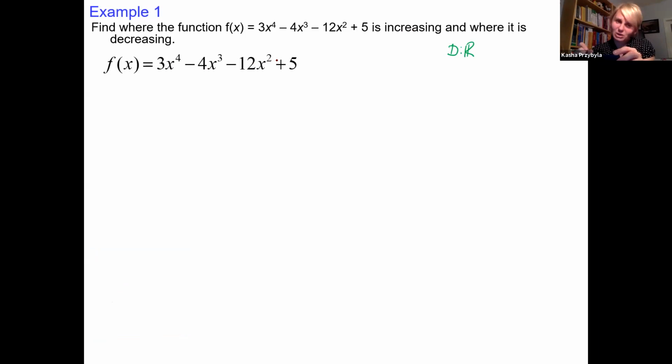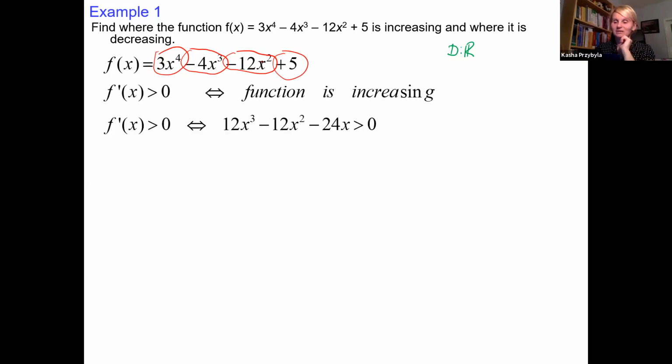You probably know the derivative, but let me ask you, can you type for me the derivative of this part? What's the derivative of 3x to the power of 4? Just testing. Yes, 12x cubed. Thank you. Can you type for me the derivative of negative 4x cubed? Negative 12x squared. And what about negative 12x squared? What's the derivative of the third part that I circled? Negative 24x. And what about the derivative of 5? 0. Okay, I think I have the right derivative.